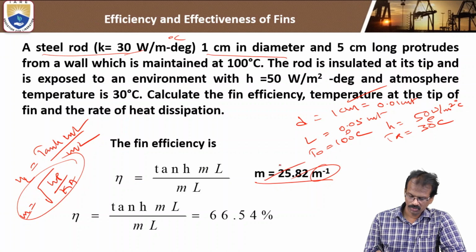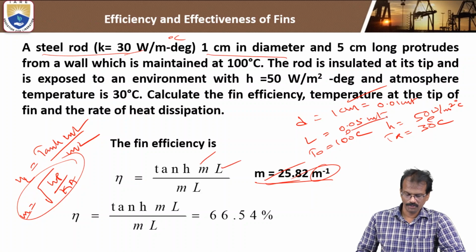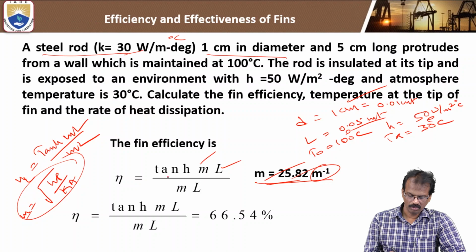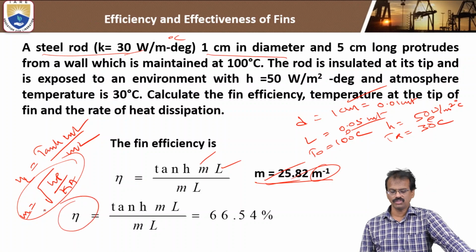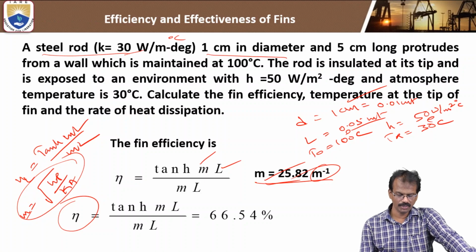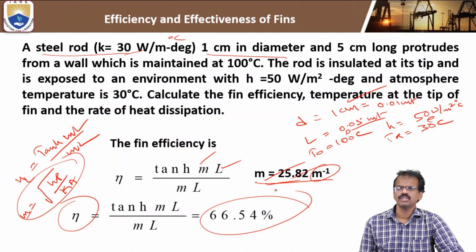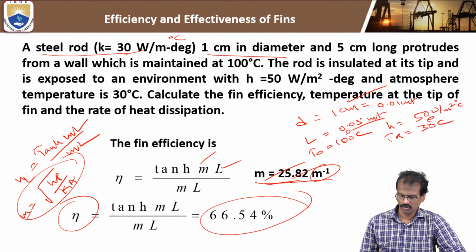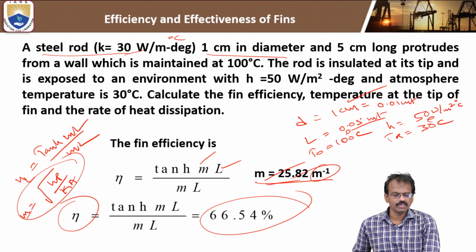Then you can substitute the m value. M is equal to this one. L is equal to length, also given, that is 0.05 meters. And all the parameters are given. Then you can find out the efficiency. Efficiency is equal to tanh ml by ml. If you substitute the values, then we will get the efficiency of this fin. That value is equal to 66.54 percent. You can calculate this one.